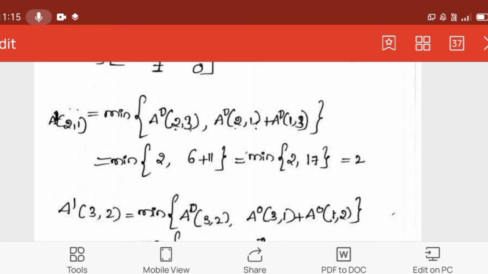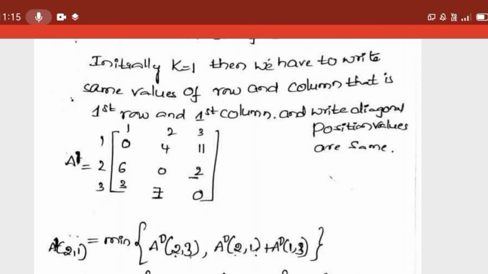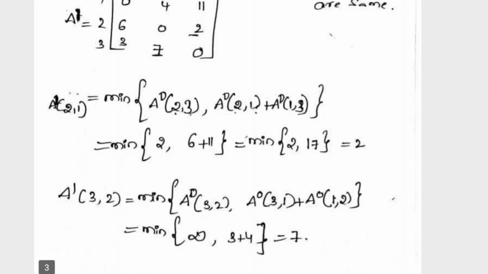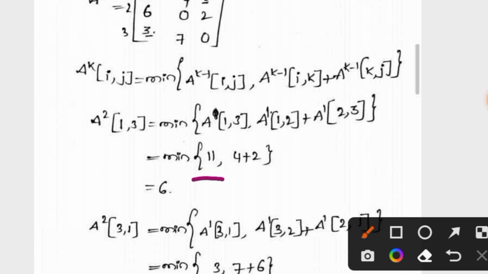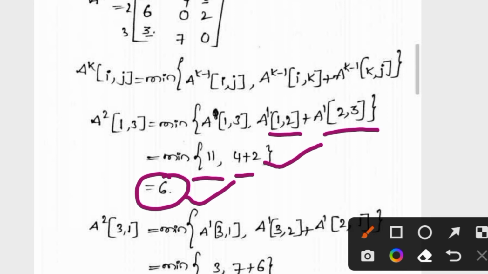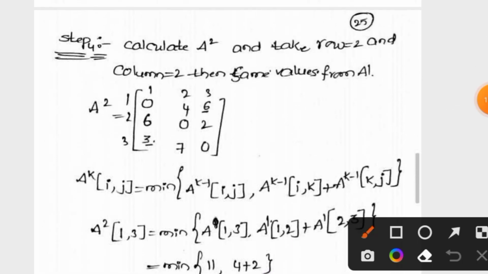See here, in the A power 1 matrix, the 1 comma 3 value is 11. So we have to take the value 11, and in the A power 1 matrix, the first row second column value is 4, plus in the A power 1 matrix the second row third column value is 2. So we have to add them, that is 11 comma 6. From them we have to take the minimum one, that is 6. This value we have to write in the A power 2 matrix at the 1 comma 2 position, the value is 6. After that we have to calculate the value of the 3 comma 1 position.